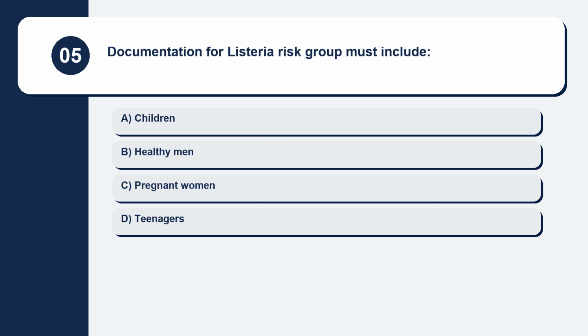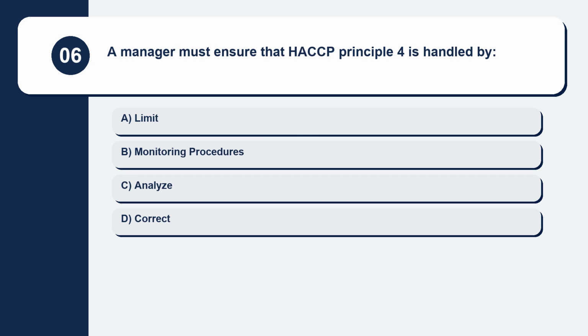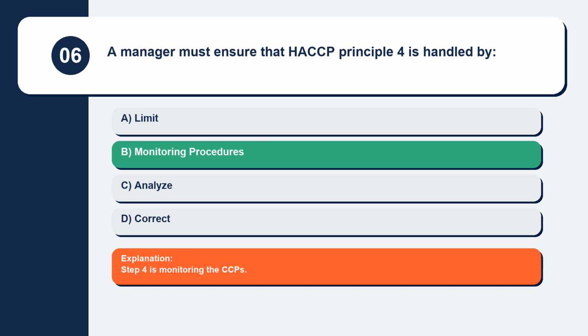Question 5. Documentation for listeria risk group must include children, healthy men, pregnant women, teenagers. Listeria is especially dangerous for pregnant women and fetuses. Question 6. A manager must ensure that HACCP Principle 4 is handled by limit, monitoring procedures, analyze, correct. Step 4 is monitoring the CCPs.